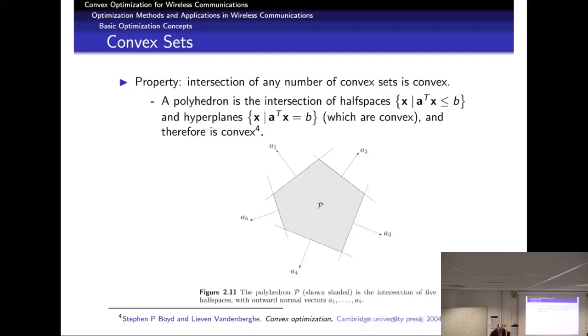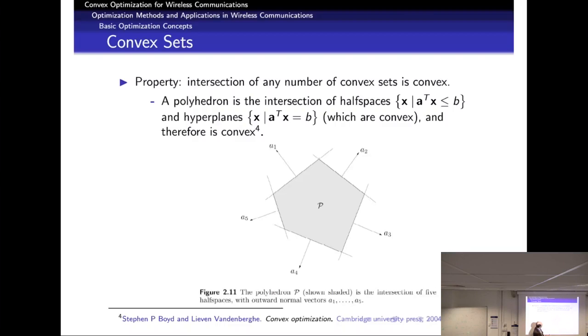Right, another interesting property of convex sets is that if you take the intersection of any number of convex sets, this intersection is convex. So this is quite a nice property. It says if you know that a set A is convex and a set B is convex, the intersection between those two will still be convex. And here is an example that is very helpful: a polyhedron, which is an intersection of half spaces. A half space here is determined by this relationship.